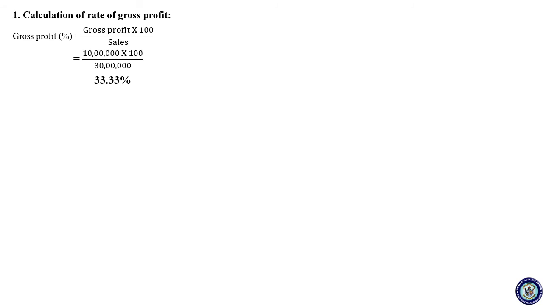Department A's gross profit is 10 lakh. I am calculating the rate of gross profit for department A. So take the gross profit of department A, that is 10 lakh, into 100 divided by sales. Sales means including transfer, that is 30 lakh. So it comes to 33.33%, or you can take it as 1 by 3. 33.3333 is a recurring number, you can take 1 by 3.